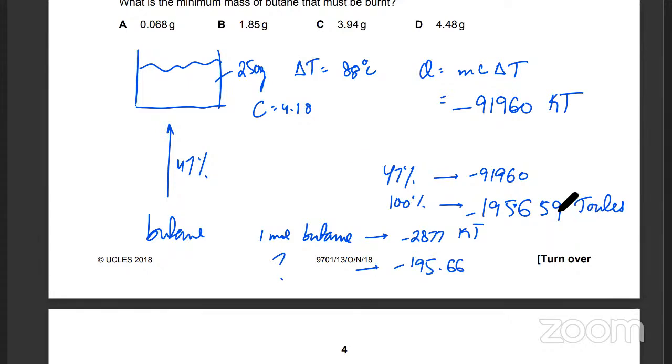Okay. So this one, they gave us the enthalpy of combustion of butane. So 1 mole of butane produces this much. So if I want to produce this much energy to heat this water, how many moles of butane would be used? Again, use ratios. 0.068.